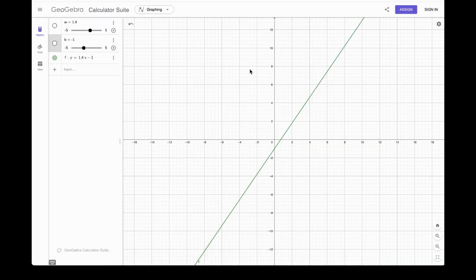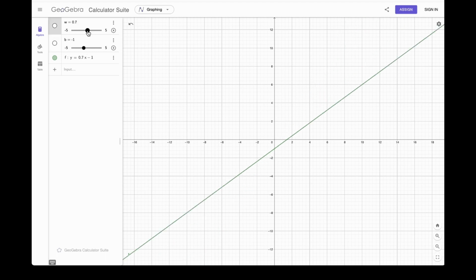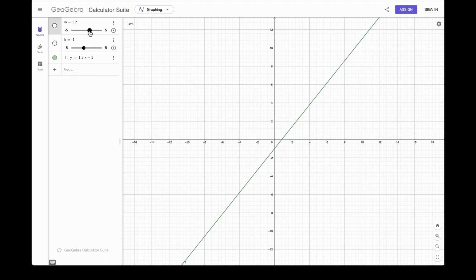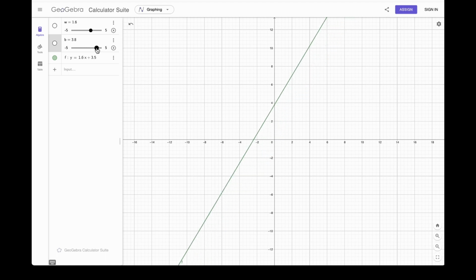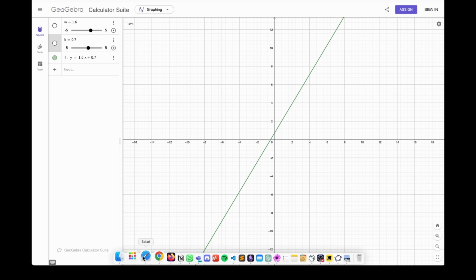So I have the exact same formula plotted in my GeoGebra calculator, and I have some sliders for w and b. As you can see, if I increase or decrease w, this handles the slope, or the steepness of the line, right? And as I'm playing with the value of b, it controls the intercept where the line intersects the y-axis, so basically going up and down. And these two values are the only two values you need to define a line, right?